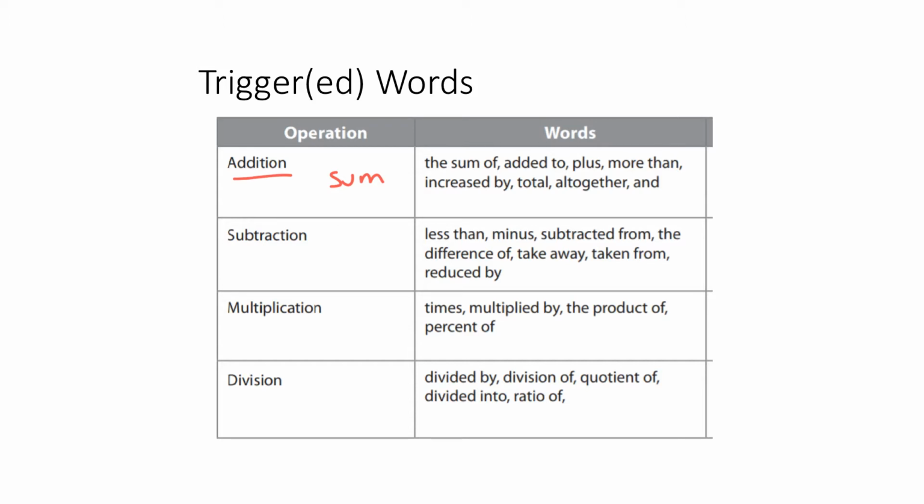Now, in a similar fashion, we can say that subtraction has verbal cues or trigger words: less than, minus, subtracted from, the difference of. So the big word that we will be using for subtraction is anytime that you see the word difference. Difference means subtraction. It's telling you how are these two things different. You do that with subtraction. Take away from, reduce by. So we're always looking for these words that mean subtraction.